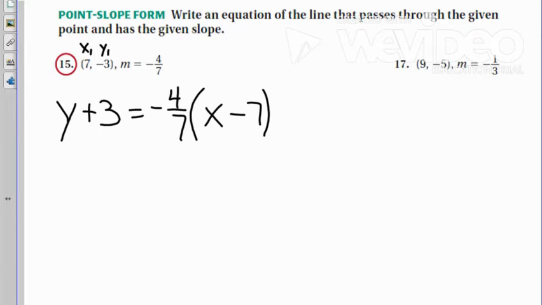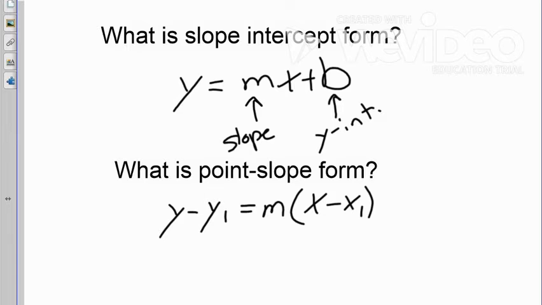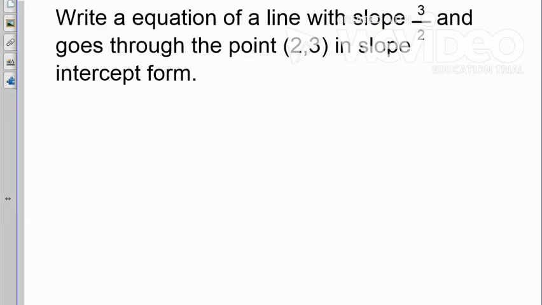All right? Why don't you pause right now and try number 17 on your own. Once you finish that, start that back up. Okay, if you pause, you should be checking your answer now. So this is going to be y plus 5 is equal to negative 1/3 times x minus 9. Okay, again, quick review on how to write equations of lines in point-slope form given a point and a slope. Okay, so if you need to go back and rewatch that really quick, if you need to go back to the slide that has the formulas on it, it's right here. Again, it's point-slope form. Okay, we are going to move on.